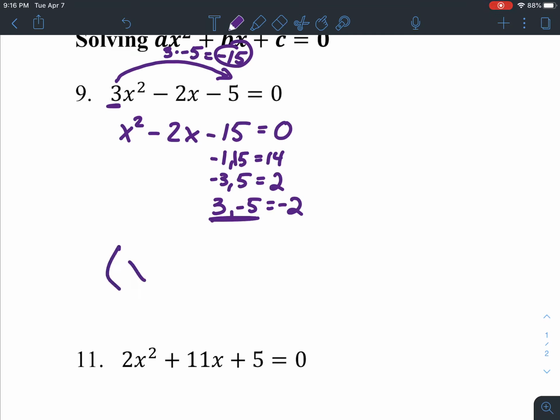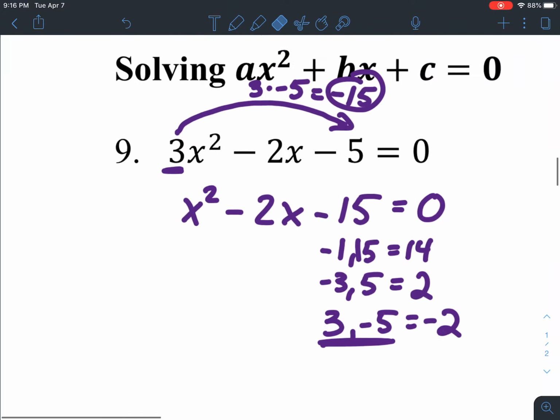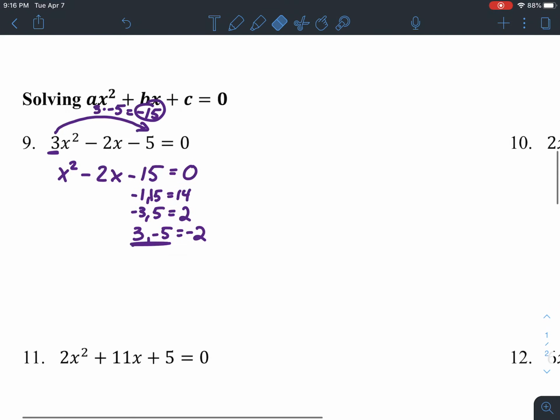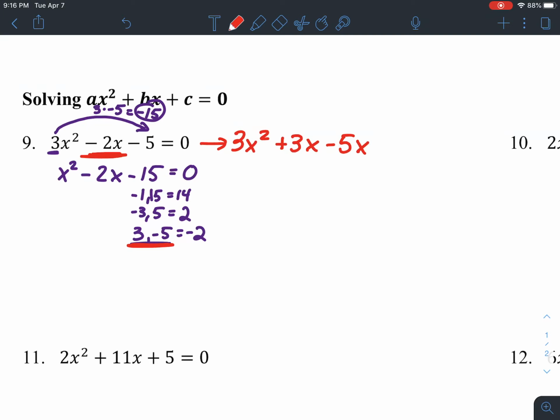Now, remember, at this point, we do not do this. We don't do x plus 3, x minus 5. Okay, we do not do that because our original problem actually did have a number in front. So what we did was we rewrote this original problem, 3x squared, but we took this minus 2x and we replaced it with these two terms. We split it up. So now instead of writing minus 2x, it's going to be plus 3x minus 5x, because these two together actually does become minus 2x, which is what we had in the original.